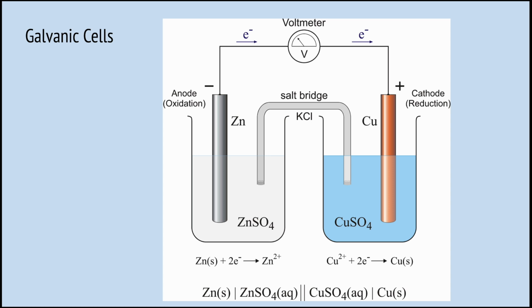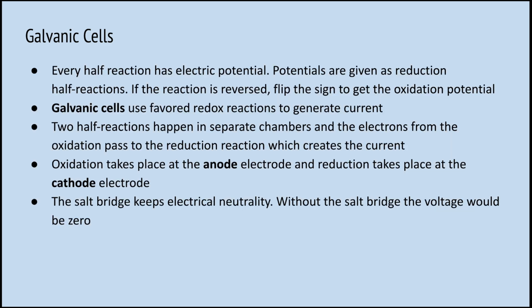Galvanic cells use favored redox reactions to generate current. Two half reactions happen in separate chambers as seen in the image here. And the electrons from the oxidation pass to the reduction reaction, which then creates the current. Oxidation takes place at the anode electrode, and the reduction takes place at the cathode electrode. And the salt bridge, also seen here, keeps electrical neutrality. So without the salt bridge, the voltage would be 0.